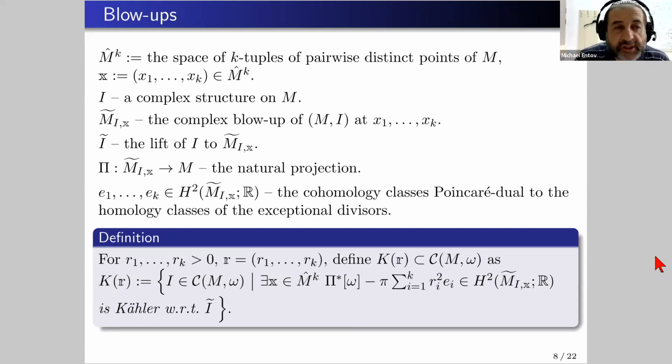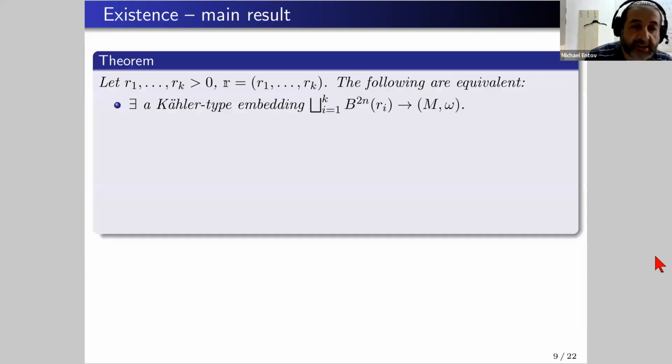Okay, so now I'm ready to state the first result, which is about the existence of Kähler-type embeddings in general. I'm going to state two general results, and then I'm going to discuss applications to specific manifolds. So the first general result is about existence, existence of Kähler-type embeddings. Once again, M and omega as before. M is a closed manifold. Omega is a fixed Kähler-type form. And I fix a collection of radii of the balls, R1 up to Rk, and then the following are equivalent.